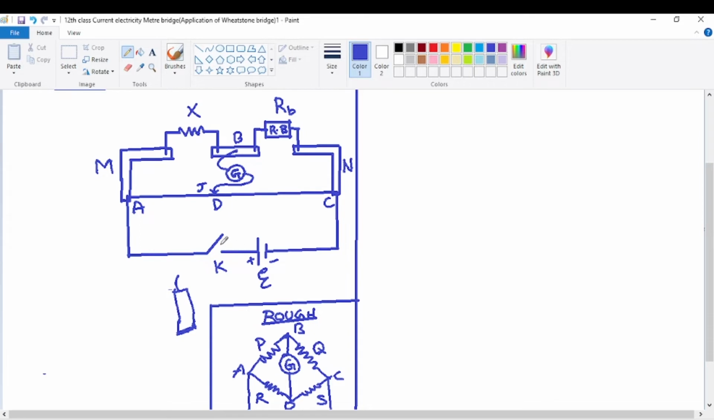Now imagine that the plug key is closed. Once the plug key is closed, immediately current starts flowing. Now I'll use a different color, say yellow. The battery always sends current directed from the positive terminal. It goes into the network of all these resistances and again comes back to the negative terminal. So this current which is flowing, I'll show it this way, away from the positive terminal, it will go into the junction A.